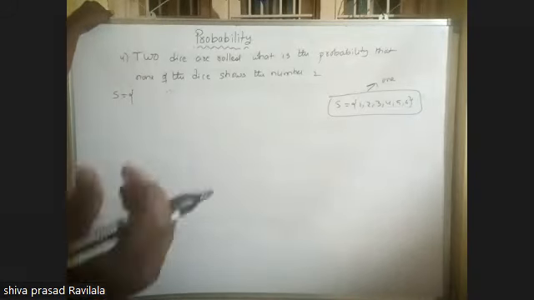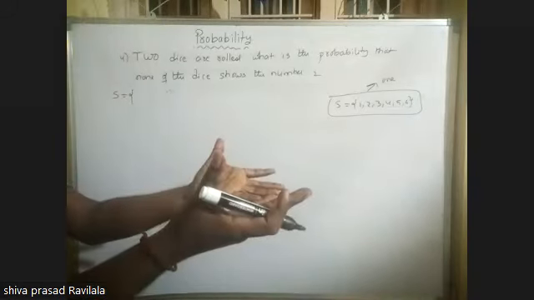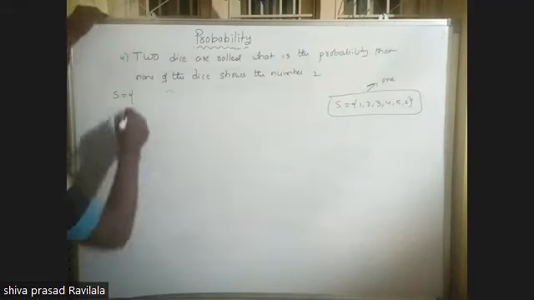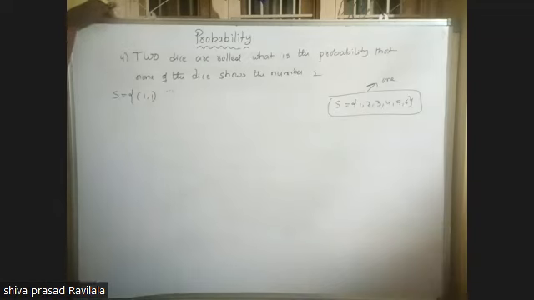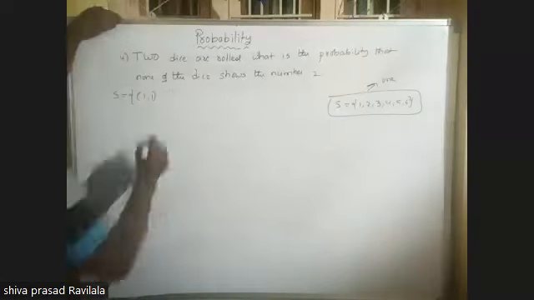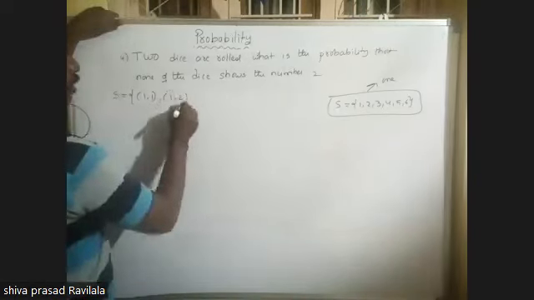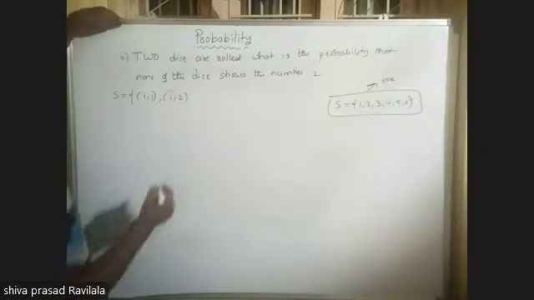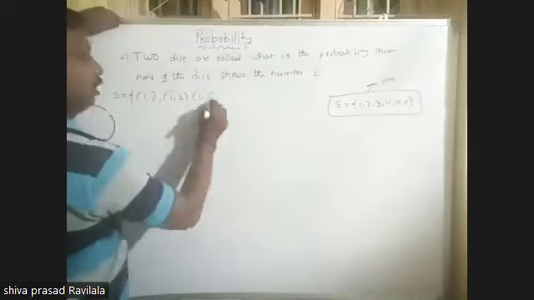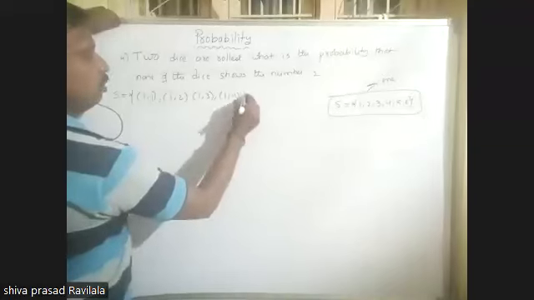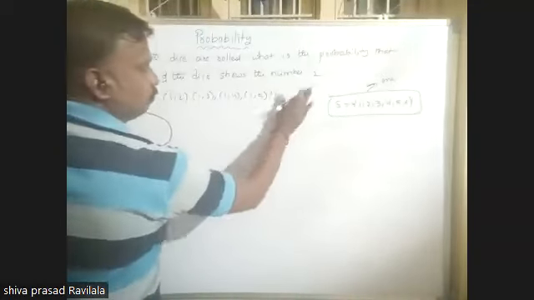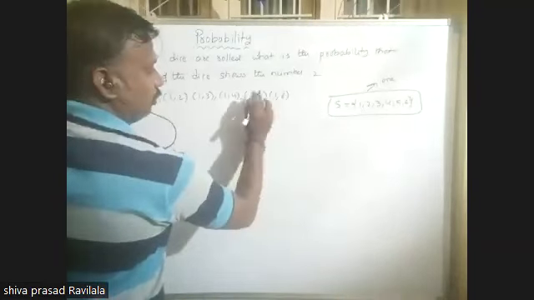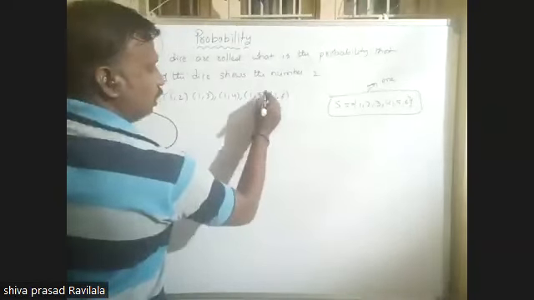I have 1 die, you have 1 die. You and I both throw the dice. What will happen? First one, (1, 1): I got 1, you got 1. Next one, (1, 2): I got 1, you got 2. And next, (1, 3), (1, 4), (1, 5), (1, 6), like that. Up to here only. Don't write (1, 7) because a die has only 6 faces.